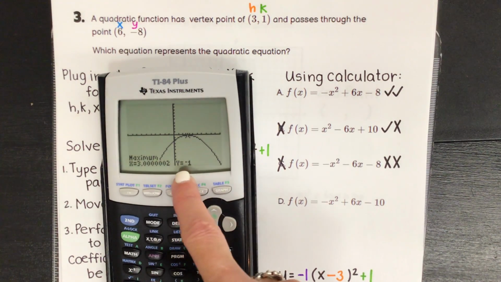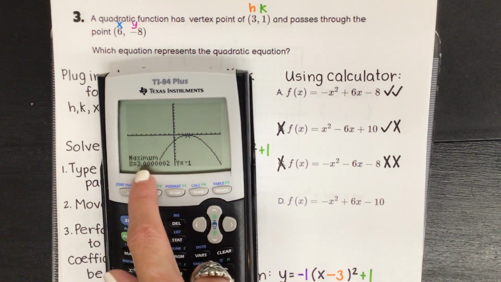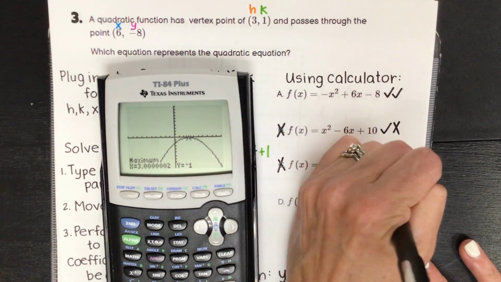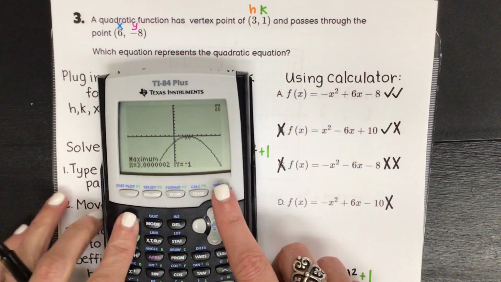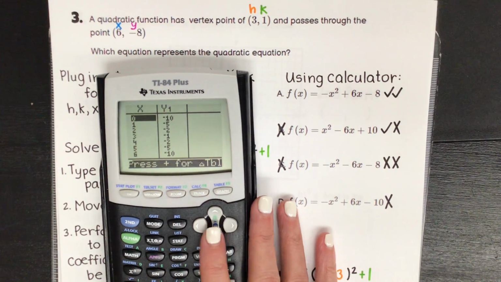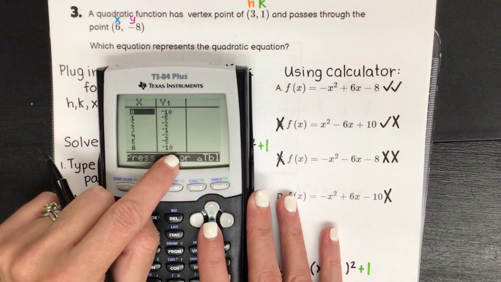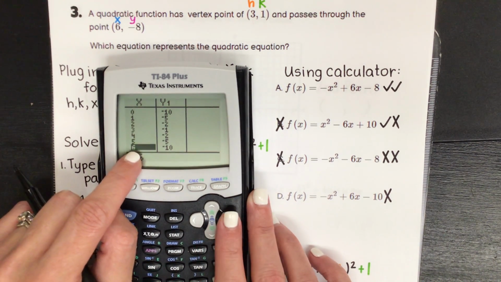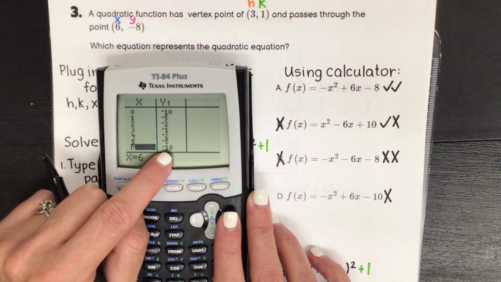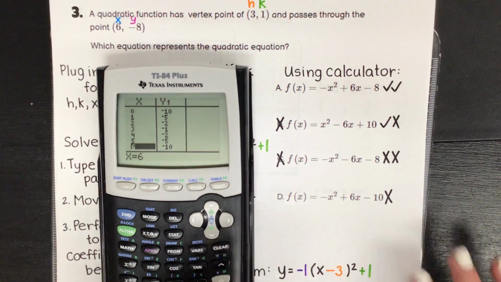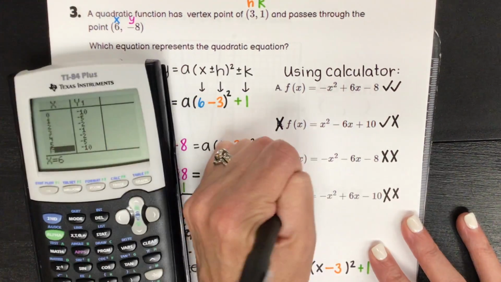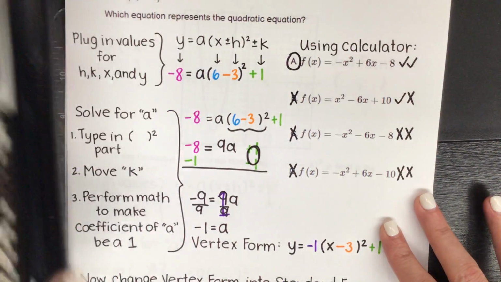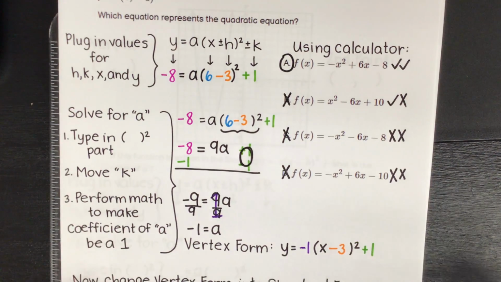And 3, negative 1. So it had the correct x coordinate, but it did not have the correct y coordinate, so we can say this does not have the vertex. And I also want to just make sure that it does not have point number 2, so that I feel confident knowing that D is also not the correct answer. And if I look at the ordered pair in the table, it's 6, negative 10, not 6, negative 8. So this does not have point number 2. And now I can with confidence say that I have verified this using my calculator, and I know that the answer is A.